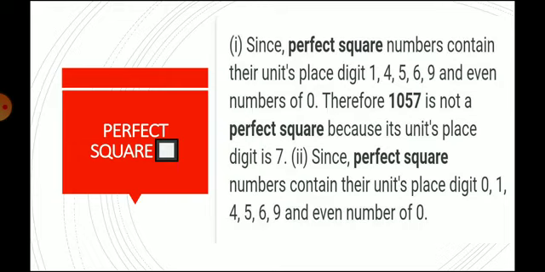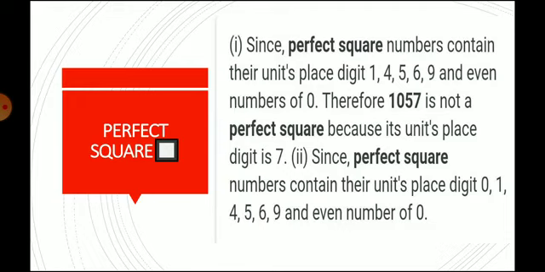Okay, so perfect square numbers contain their units place digit. What is this units place? In fractions we just learned what a unit is. We call a fraction a unit fraction only when the numerator is 1, right? So here in a perfect square we can see the units place, the ones digit.